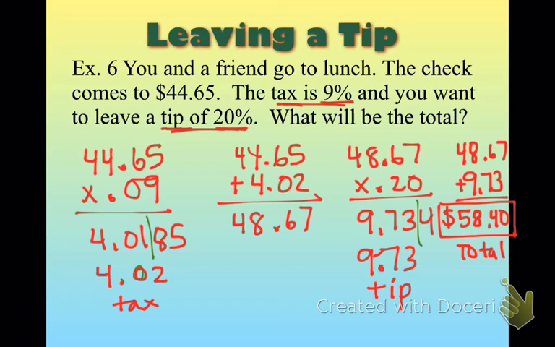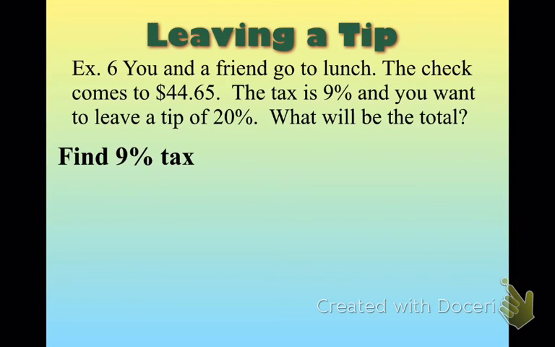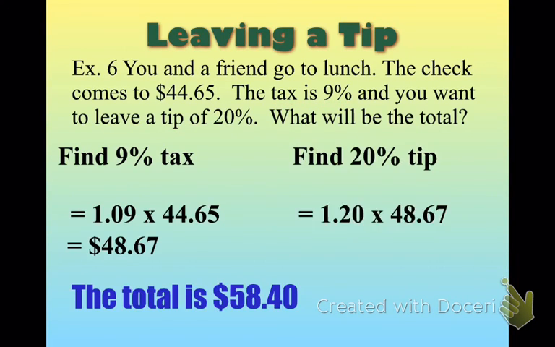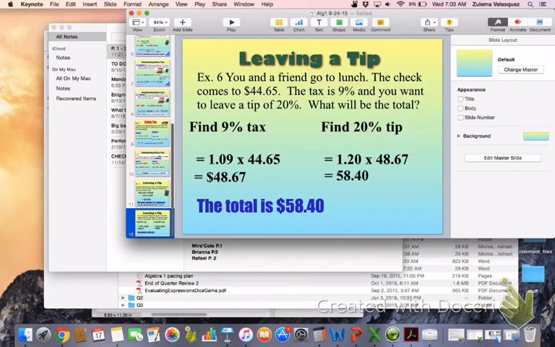You first find the tax like we did on the previous problems, and then you have to do an additional 20% tip. All right, let's go ahead and move on. I believe this is the last one. We just went over all of this. All right, that's pretty much it.